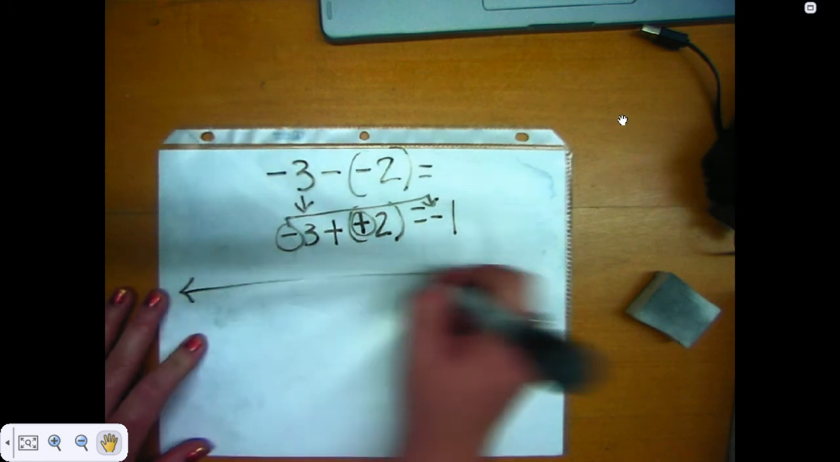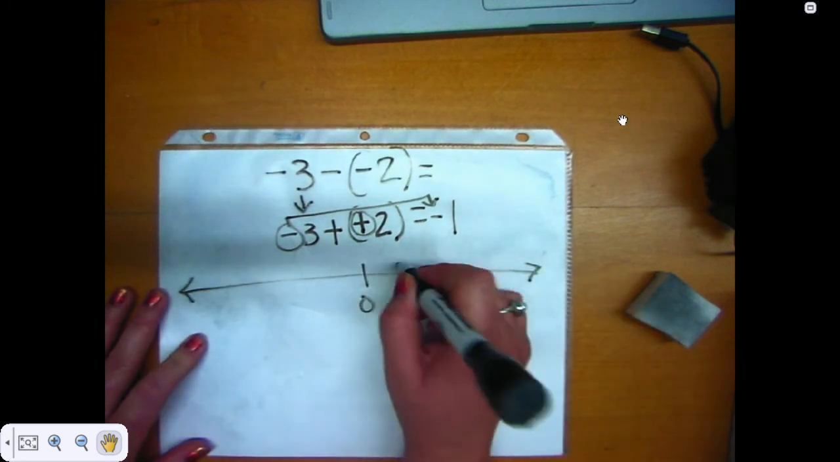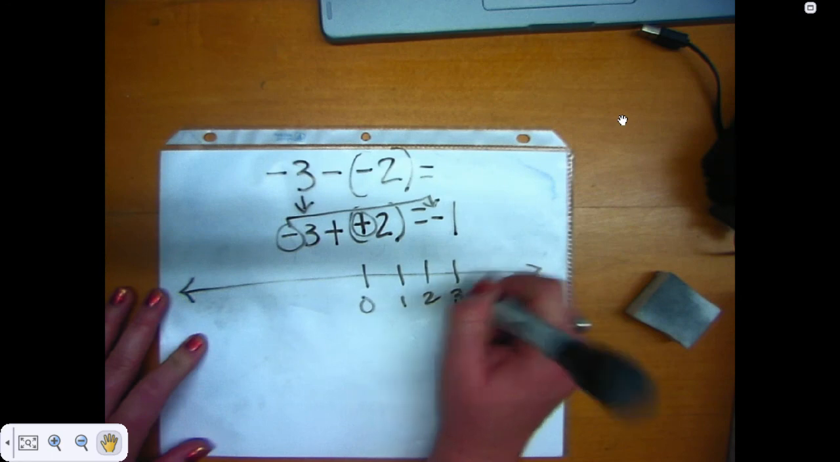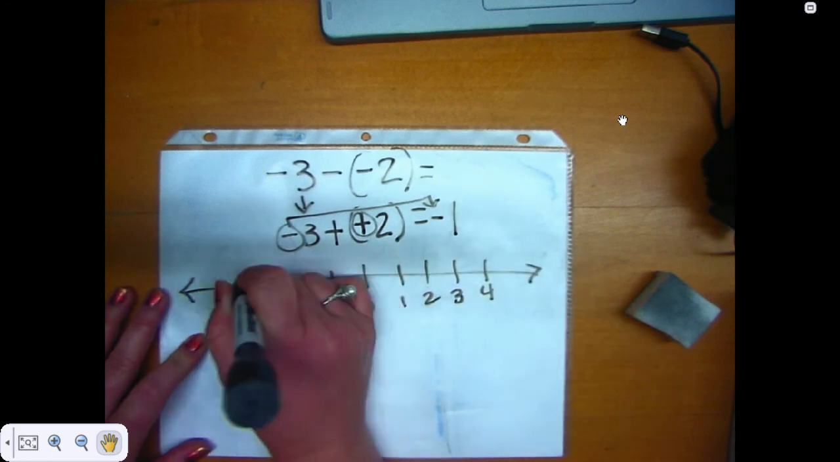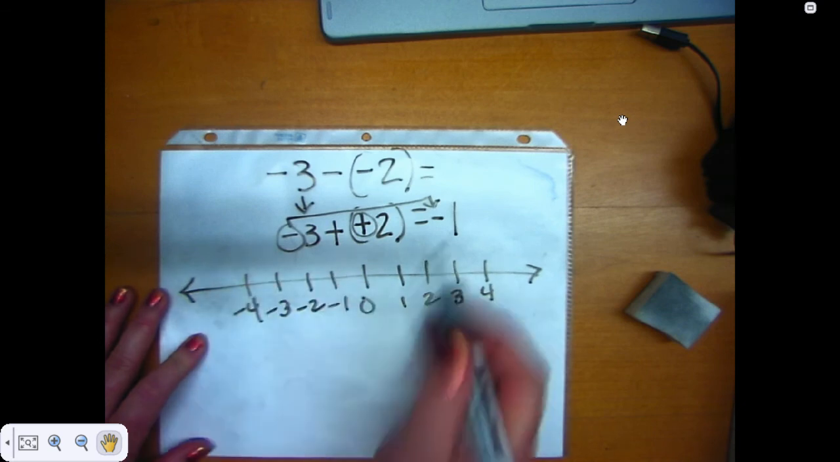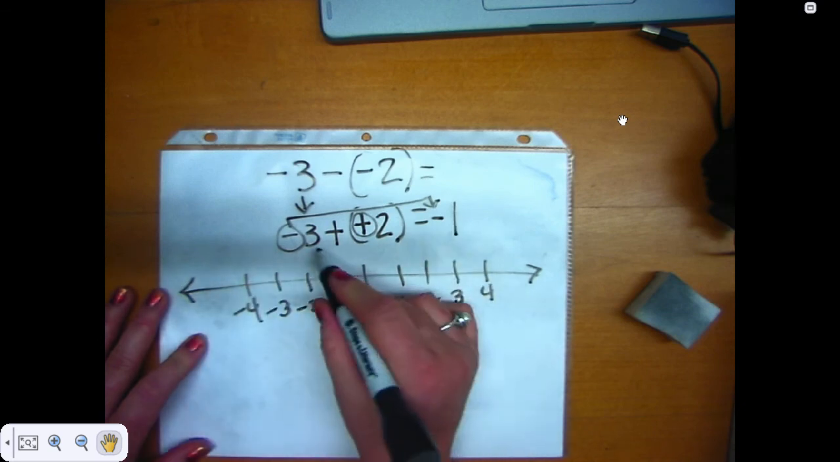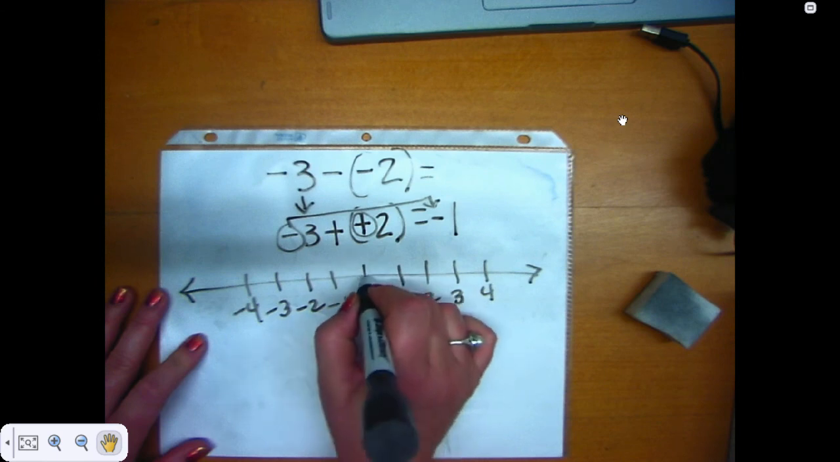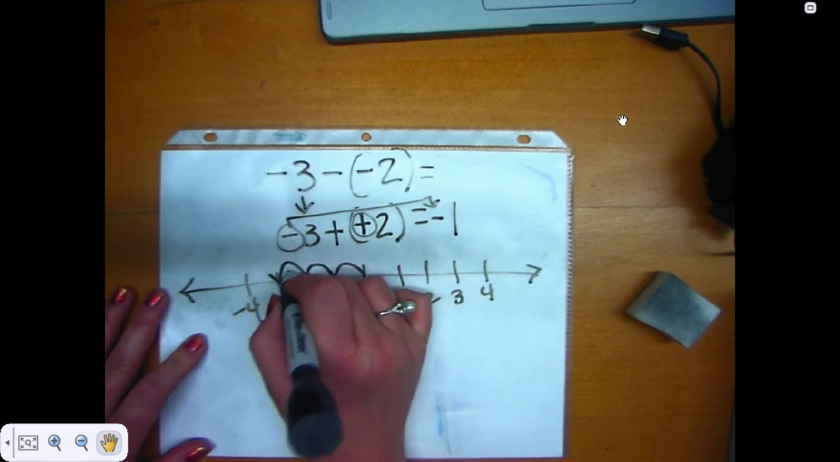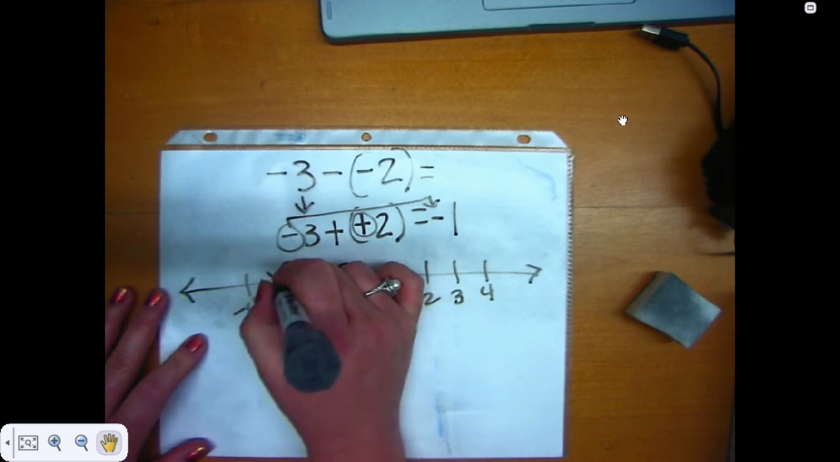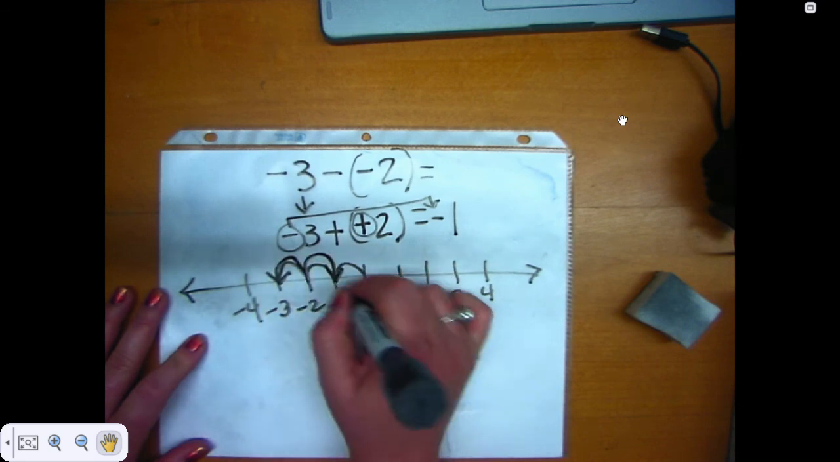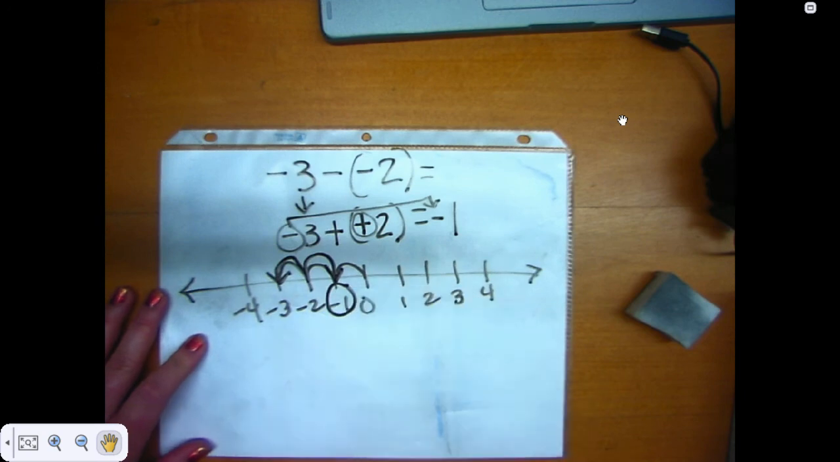Okay, represent that on a number line. I don't need many numbers for this one. Okay, so I always start at 0. I see my first number is negative 3. 1, 2, 3. And my second number is positive 2, so I'm going to go right 2. 1, 2. And my answer is negative 1.